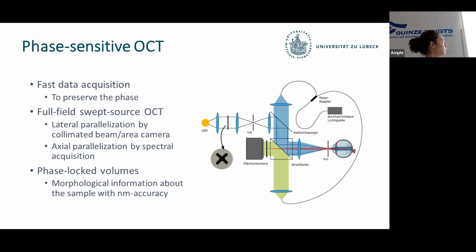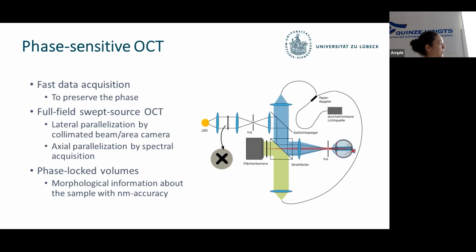And we realize this by using a full field swept-source OCT system, since here we can parallelize both lateral and axial acquisition. The lateral acquisition is parallelized by a collimated beam combined with an area camera, and the axial parallelization is realized by detecting not the depth profile itself, but its spectra. We thereby generate phase-locked volumes where the phase is no longer obscured by measurement or motion artifacts. So the phase change we actually measure contains information about morphological change of our samples with nanometer accuracy.